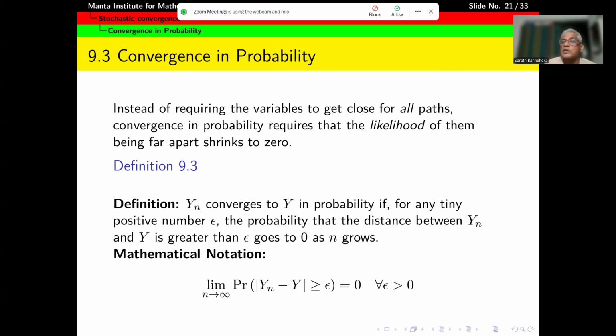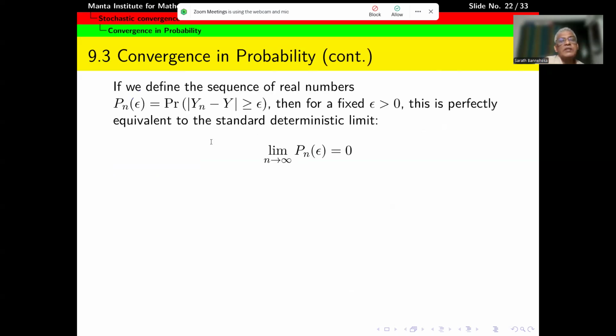Yn converges to y in probability. So, okay, that is the definition. So if we define the sequence of real numbers, say, for example, as I mentioned, omega is a selected value. So usually we select a very small value. There's no point of selecting a large value.